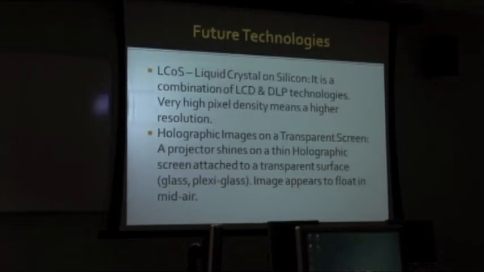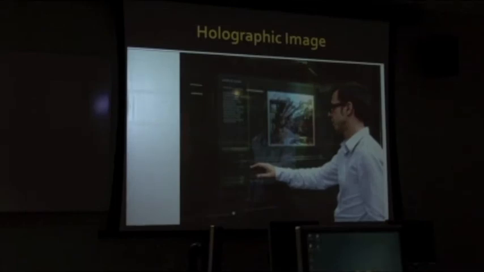Some of the future technologies: liquid crystal on silicon, it's a combination of the LCD and DLP. You get a very, very high pixel density, so you get really good resolutions and a lot of space. Holographic images on transparent screen, not quite the 3D thing that you're probably thinking of from Star Wars, but you shoot it through a piece of glass that has a film on it. Here's what that looks like.